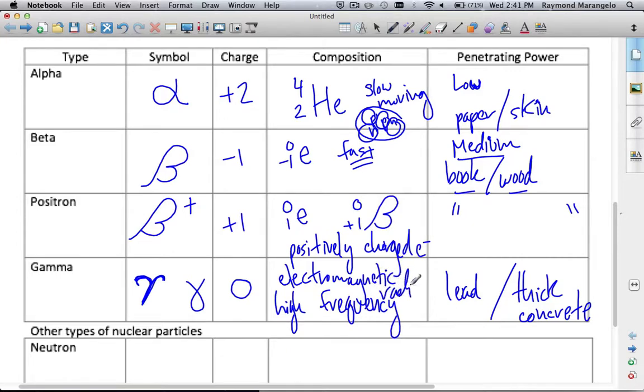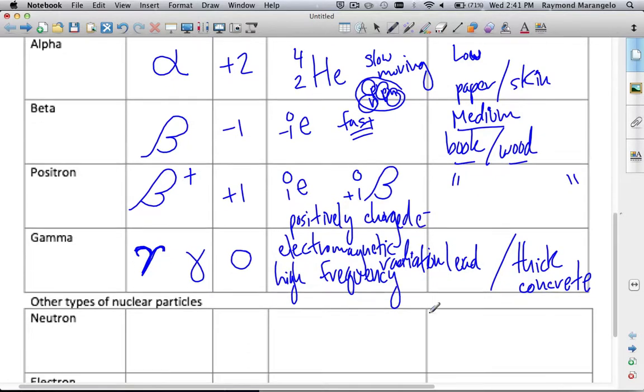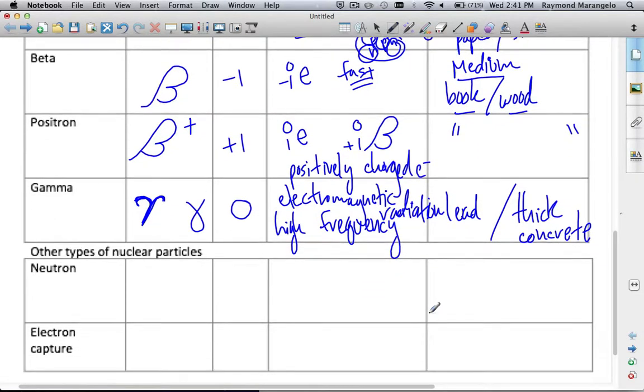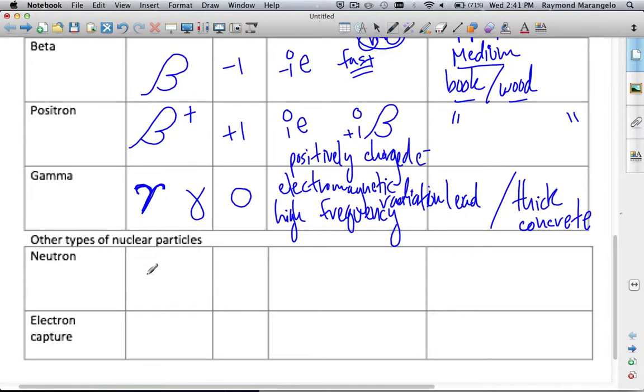Okay. So that's the thing we want to avoid the most on the electromagnetic spectrum: gamma rays. All right, and a neutron is just a neutral particle, symbol N. It would have a weight of 1, a charge of 0, and M would be its symbol. It would not be applicable to its penetrating power.